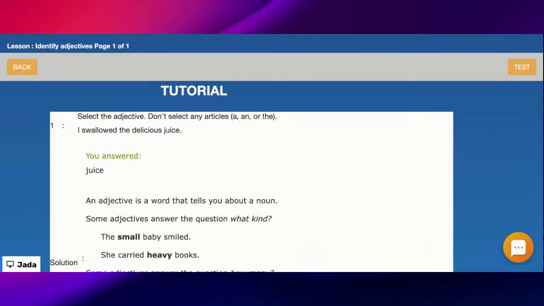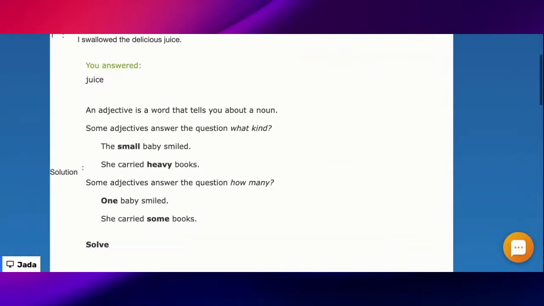Okay, so we'll start with the first one for today, which is identify adjectives. I will just explain what adjectives are. An adjective is a word that tells you more about a noun. So, an adjective will give us more information about a noun.